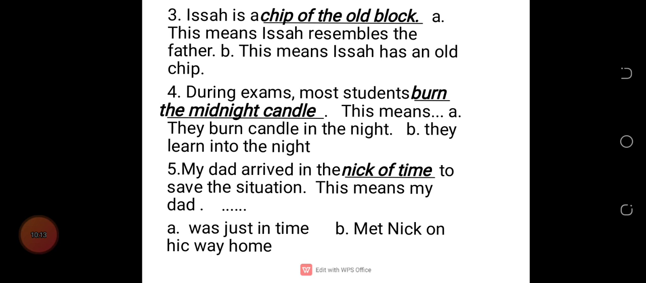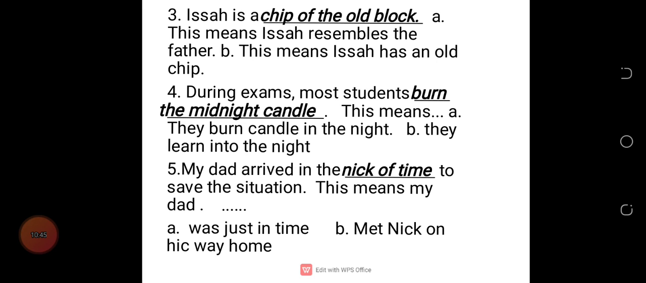Then 4, during exams, most students burn the midnight candle. The underlined expression is burn the midnight candle. This means A, they burn candles in the night. B, they learn into the night. Then 5, my dad arrived in the nick of time to save the situation. This means my dad, A, was just in time. B, met Nick on his way home.